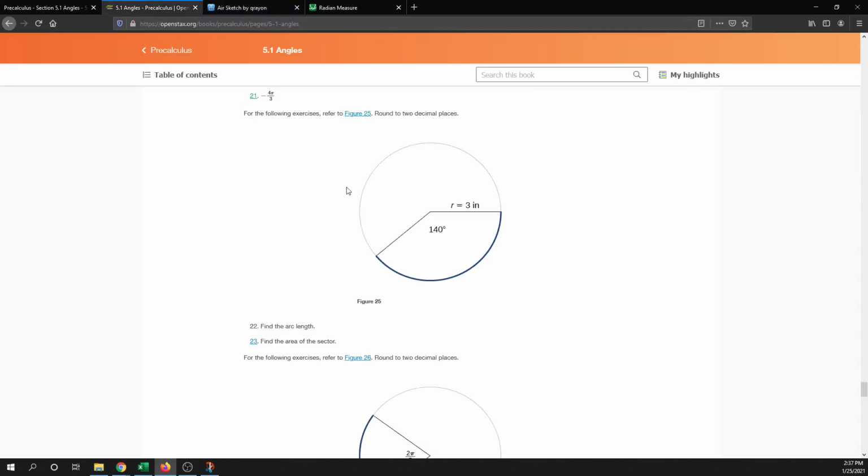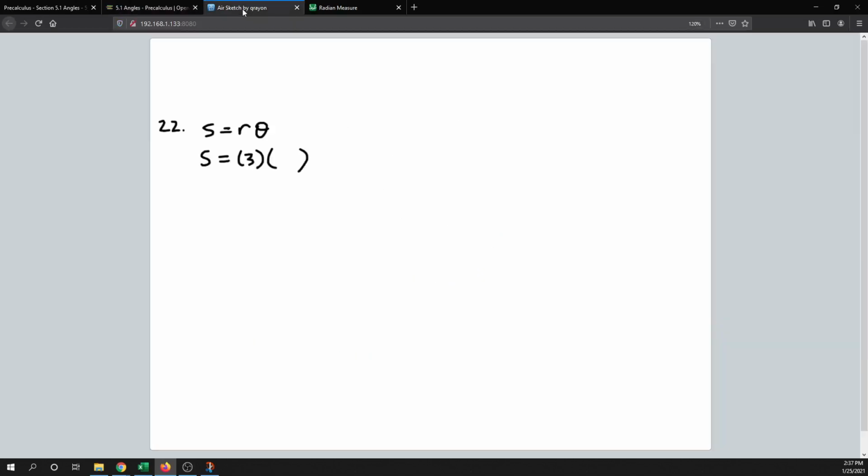But looking at the figure, they are giving us 140 degrees. And remember, the formula S equals R theta only works if you use the radian measure for the angle. So what that means is that we will have to go off over here to the side and convert 140 degrees to radians, right? And we've already talked about how to do that. You're going to have to multiply by pi over 180 or 180 over pi, whatever the case may be. And, right, how do you remember which one it is? Is it pi over 180 or 180 over pi?